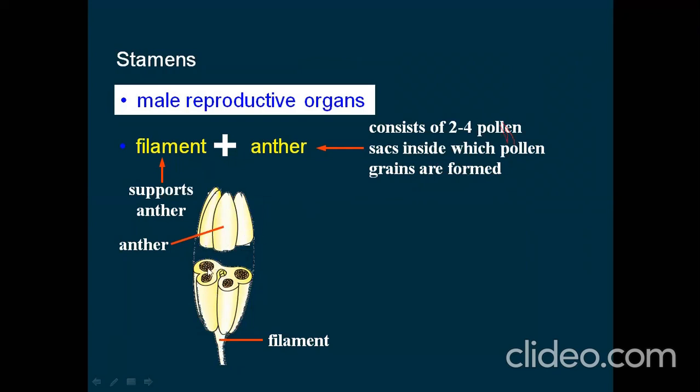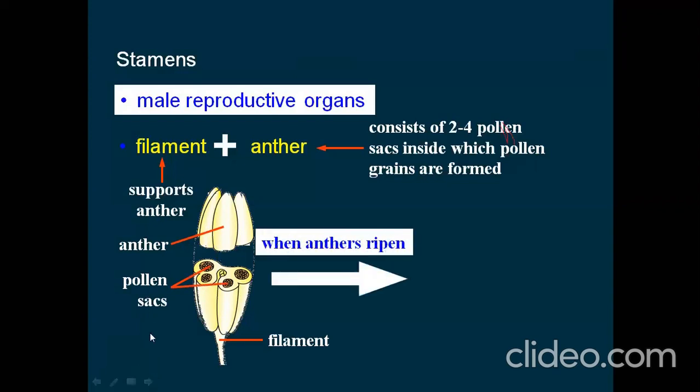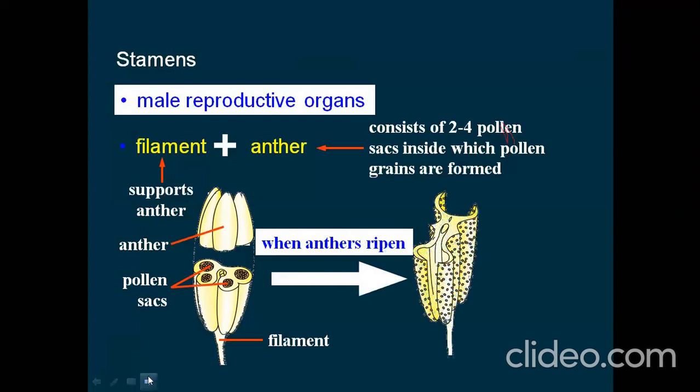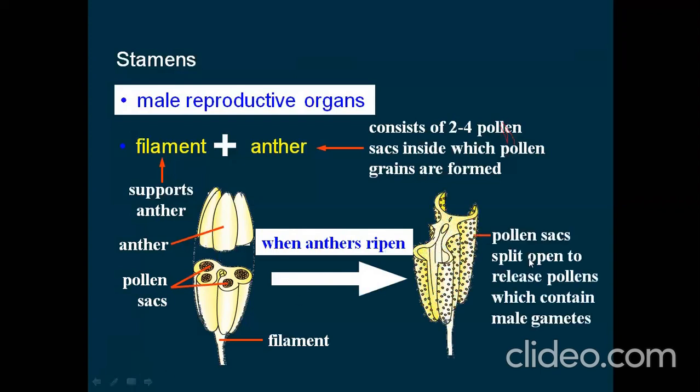So the anther contains sac-like structures. You can see it here in this picture. So what does this sac-like structure contain? Pollen grain. When the anther ripens, the pollen sacs split open to release pollen grain, which contains male gametes.